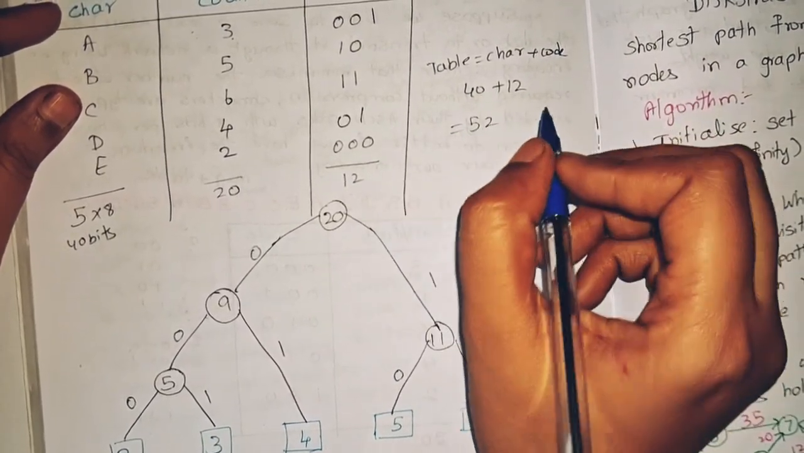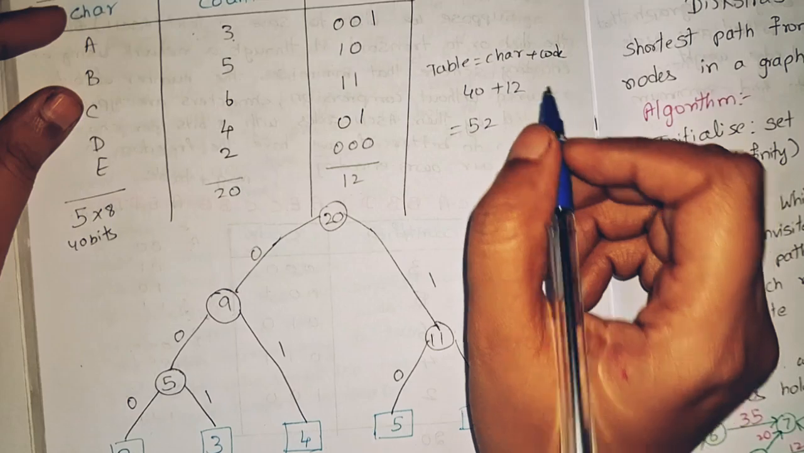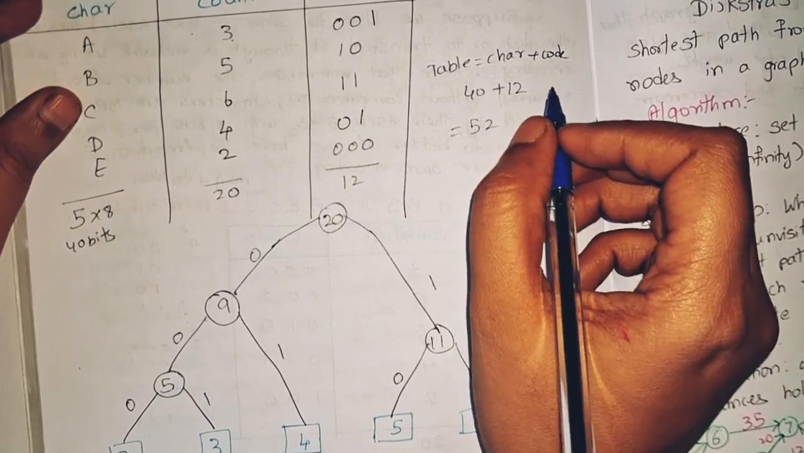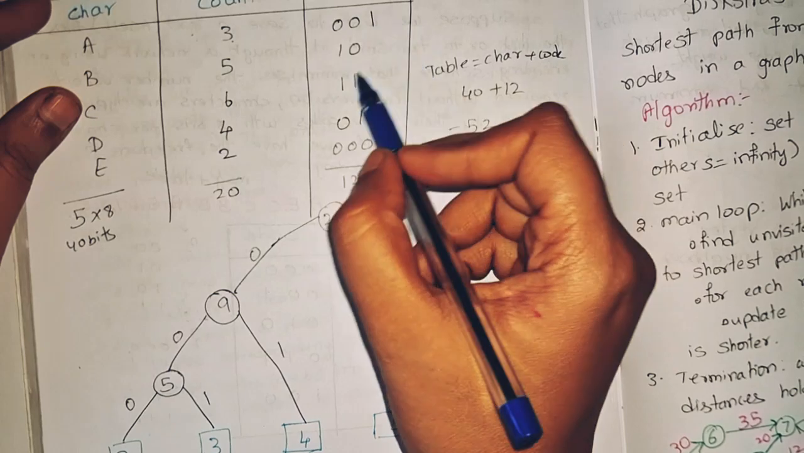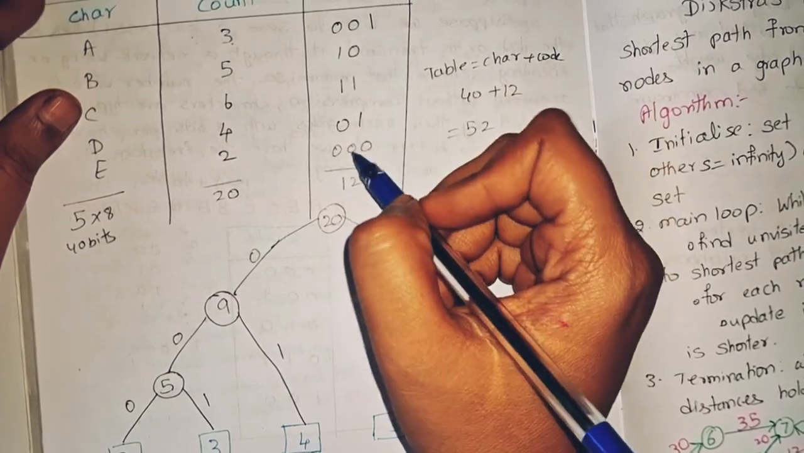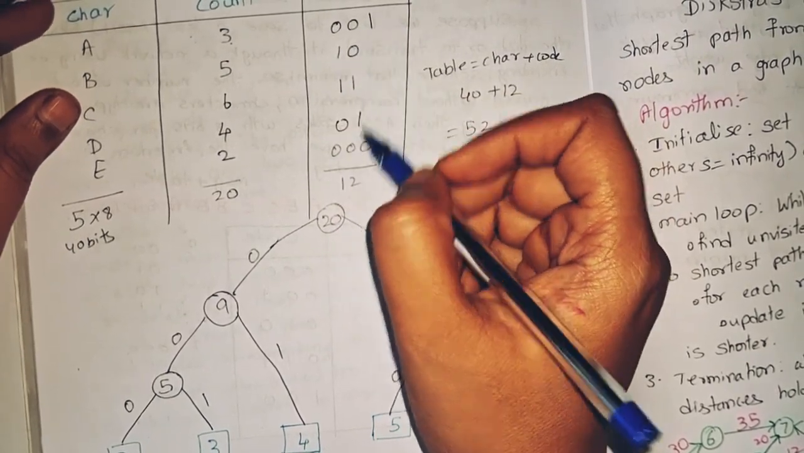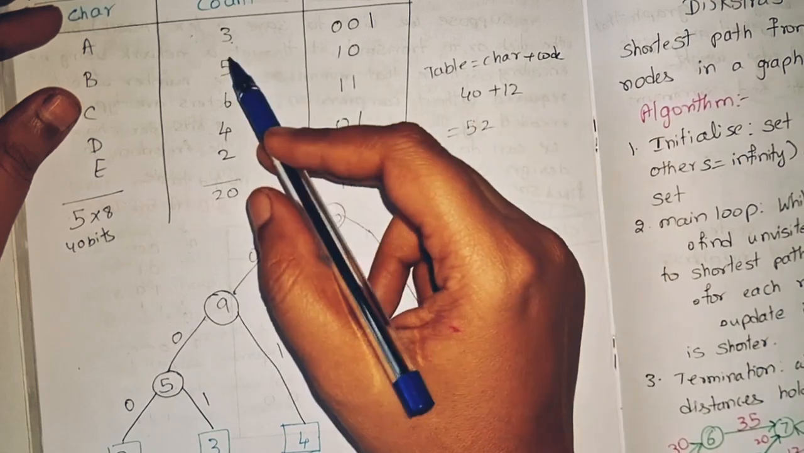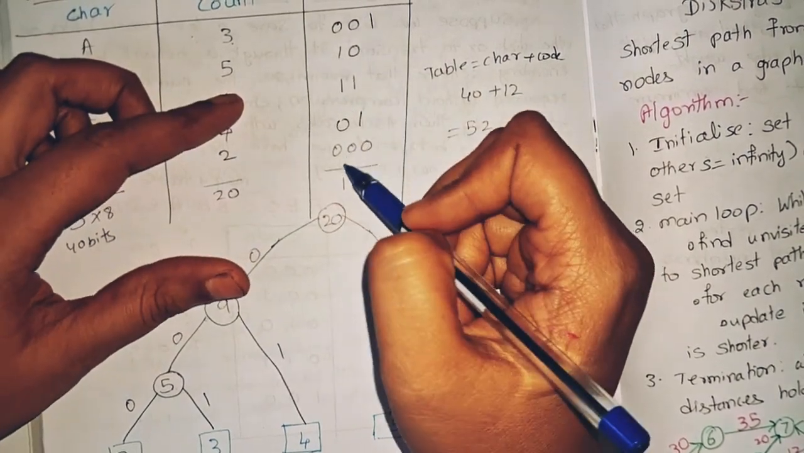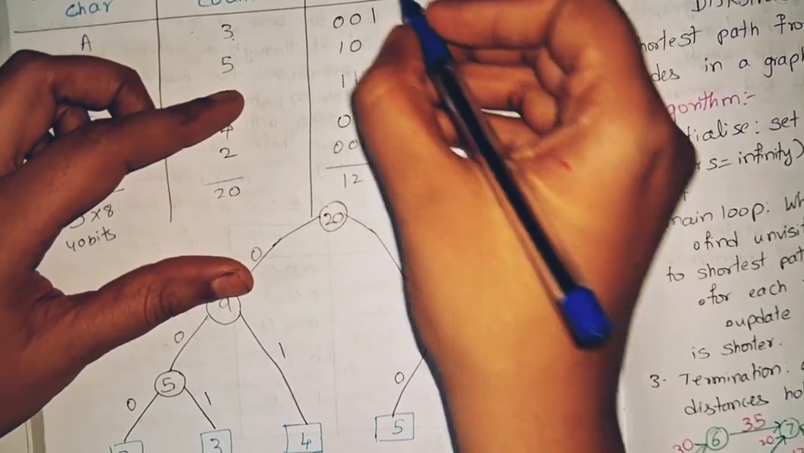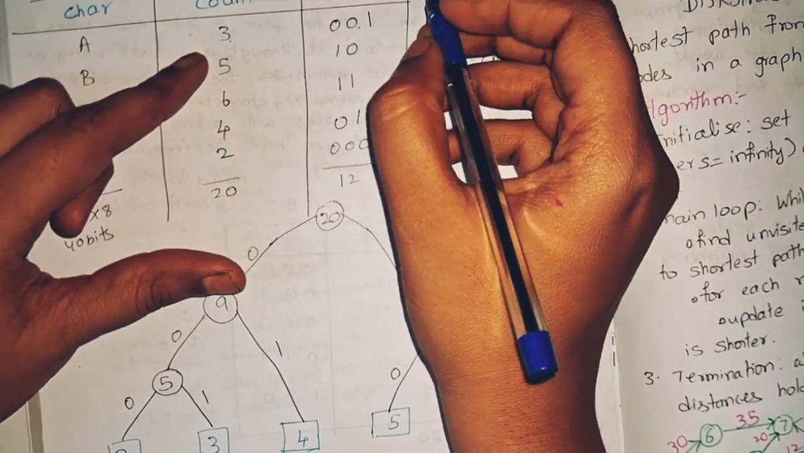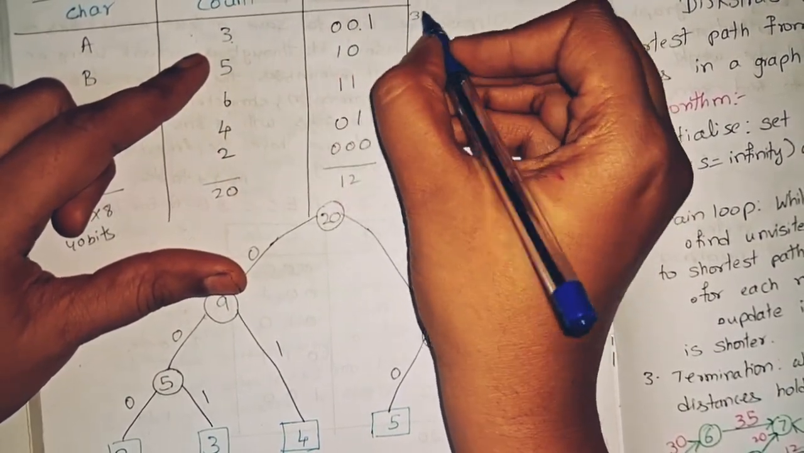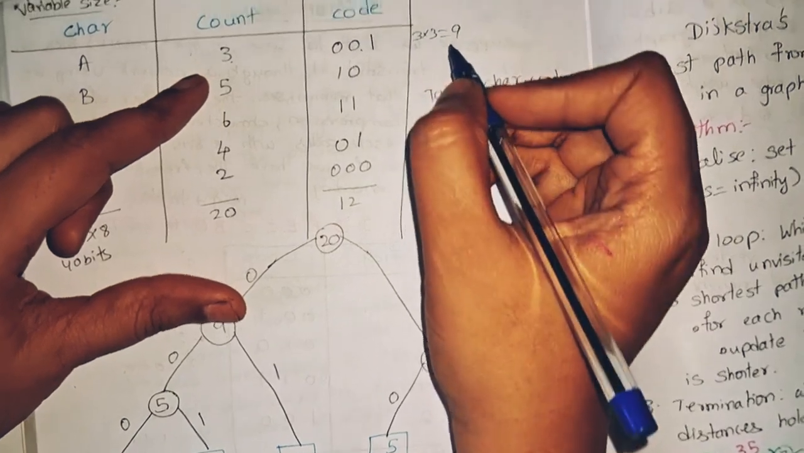Now we need to calculate the message bits. How do we calculate here? The code is of variable length; it has different lengths. In the case of fixed size, we have the same length, so that's why we calculated it easily. But here it is of different lengths. So how do we calculate? Here 3 into 3, so 3 into 3 equals 9.